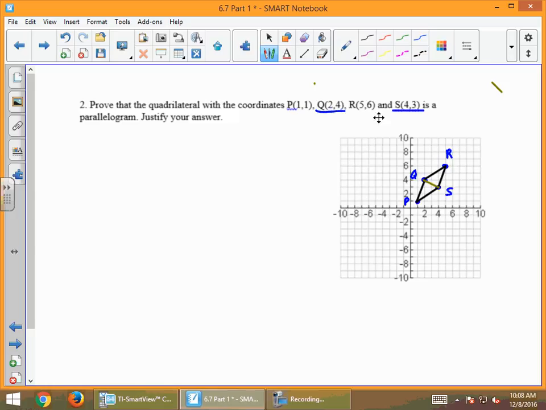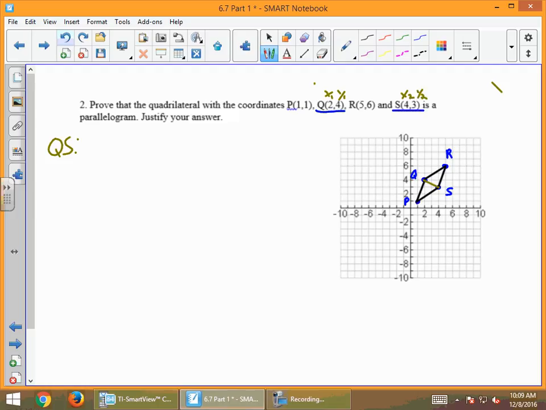So let's go ahead and figure out what it is. So QS. Well, we're going to find the average. We're going to find the midpoint of that segment and see if it's the same for the other one. All right. So we're looking at QS. Let's label our points to help ourselves out. X1, Y1. X2, Y2.